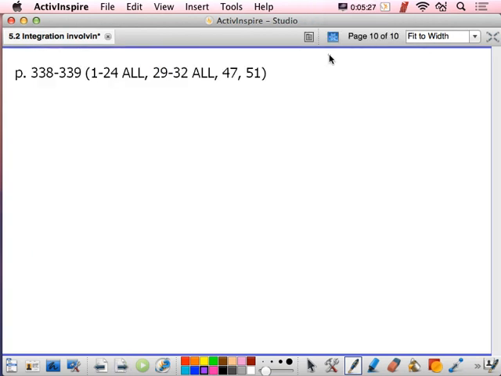The problem set for this is 1 through 24 all and 29 through 32 all, plus 47 and 51. They go very, very quickly, but remember on Calc Chat in the back of your book, the answers aren't there for the evens, so if you need to jot those down out of the solutions manual or take pictures of it, you may do that. 1 through 22 or 1 through 24? On our syllabus it says 22. Well, you can do whatever's on your syllabus.